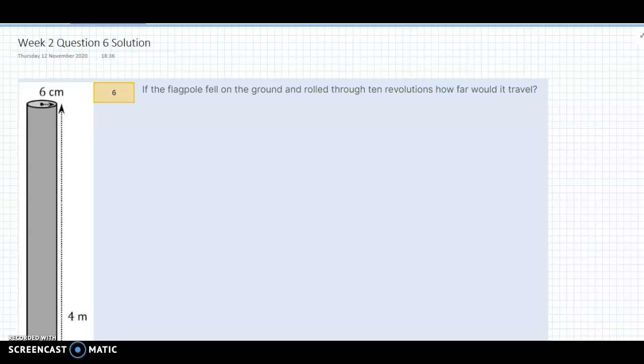Here's question 6 from week 2. It's been causing a few problems perhaps. A few people got it wrong there. So we're just going to look at the question here.